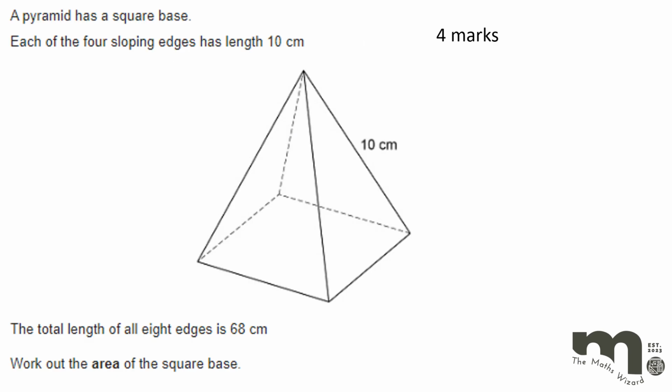Okay, we've got another 4-marker here then. So this time we've got a pyramid that's got a square base. When they're telling you something is square, remember that's always going to be important. Then it says each of the 4 sloping edges has length 10 centimeters. The total length of all 8 edges is 68 centimeters. And we want to know the area of the square base. Again, this is a 4-marker, so there's going to be a few steps to get to the right answer.